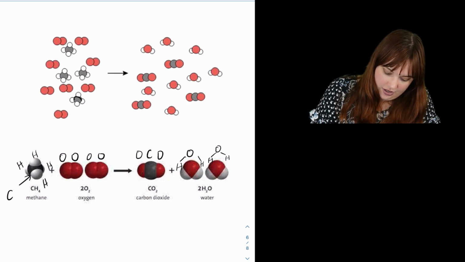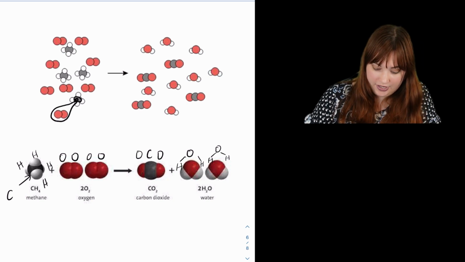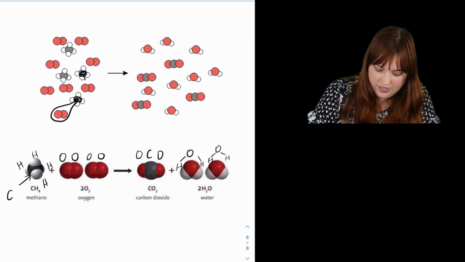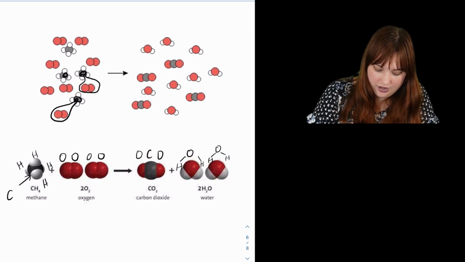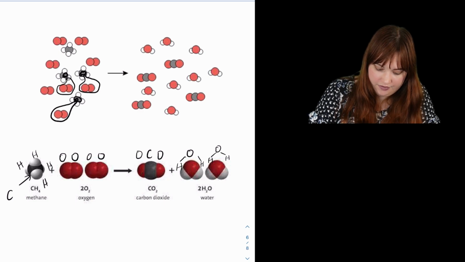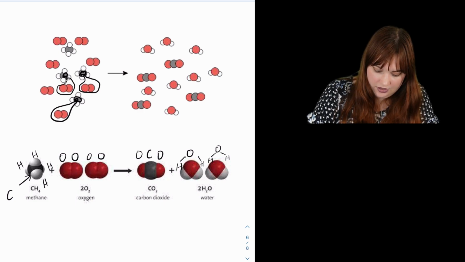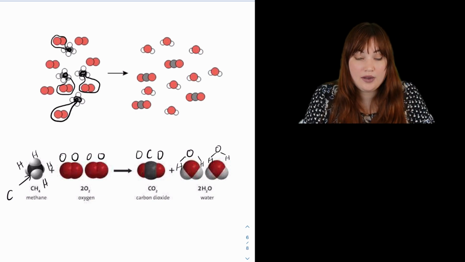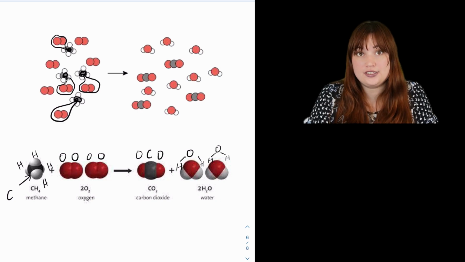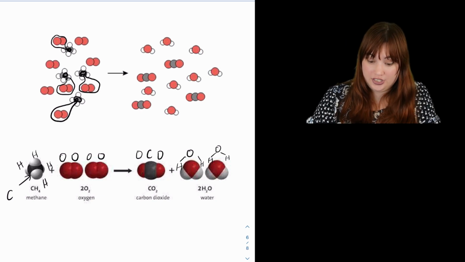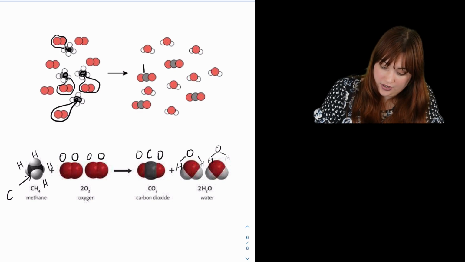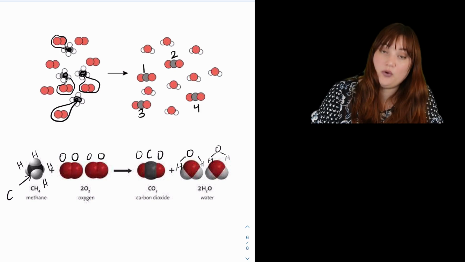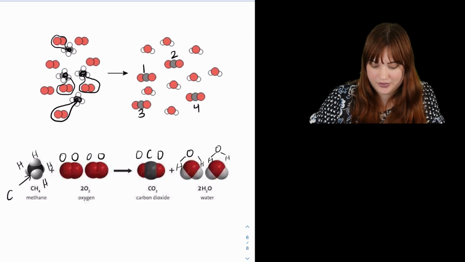So I'm going to take this carbon and match it with these 2 oxygens to make carbon dioxide. I'm going to do the same thing with each carbon and see which ones are used and what's left over. Let's see. Okay, so I was able to make 4 carbon dioxide molecules. Let's see if that matches the picture. I have 1, 2, 3, and 4 of those carbon dioxide molecules.